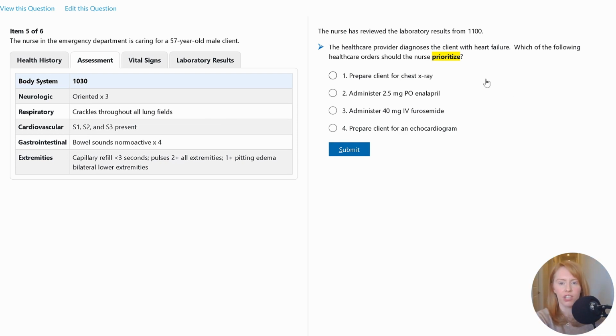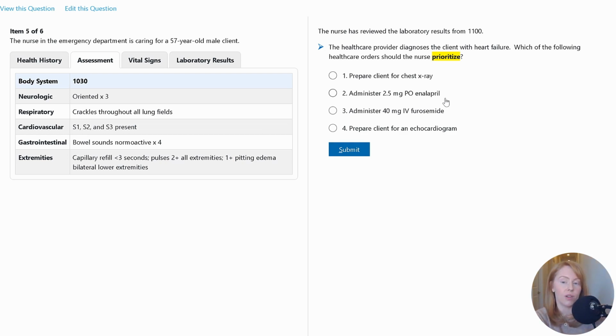Preparing the client for a chest x-ray. This is important, and you might even want to pick this if you're using the simple rule of assess first, right? But in this case, I kind of already have all the information I think I need to decide that there's too much fluid and I need to do something about the fluid overload. So I'm not inclined to pick preparing the client for a chest x-ray.